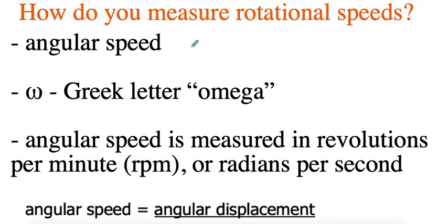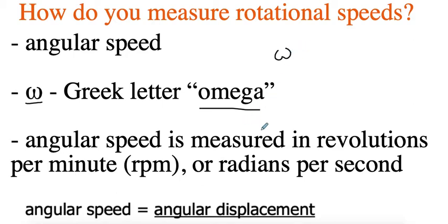So how do we measure rotational speeds? We use angular speed. We can go a little bit further and go with angular acceleration, which we'll be covering in a little bit. So we use this goofy looking W here, which is the Greek letter omega. If you draw a W kind of curling inward like that, that's your omega, that's angular speed.